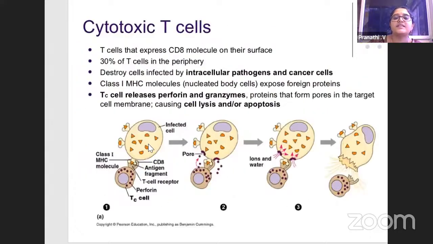T cytotoxic cells, like I told you, have CD8 molecules on the surface. They are about 30% of the cells, and they destroy cancer cells and intracellular pathogens. They release the perforins and the granzymes that are present over here. This causes cellular lysis and apoptosis.